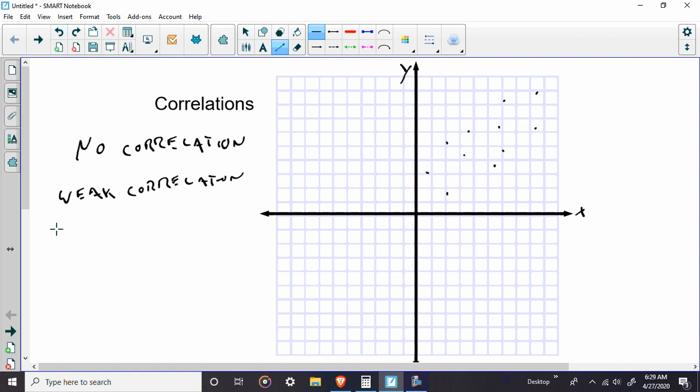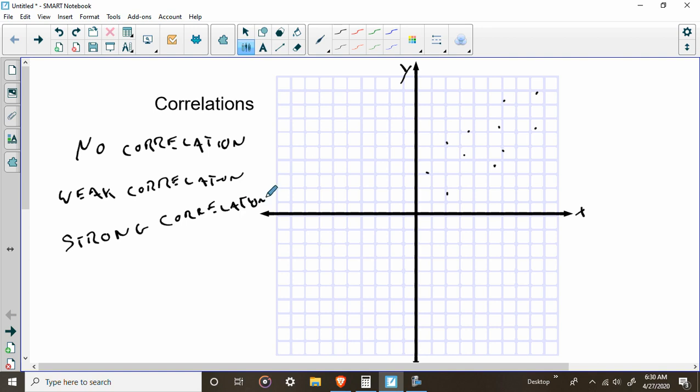A strong correlation, okay, is exactly what you think it is. If that was a weak correlation, with a strong correlation you'd have a nice cluster that almost makes a line, right? So a strong correlation might be something like this. There is a very strong correlation, a very tight cluster of points that I could very much draw a line through and pretty definitively make some conclusions about. So those are your three types.